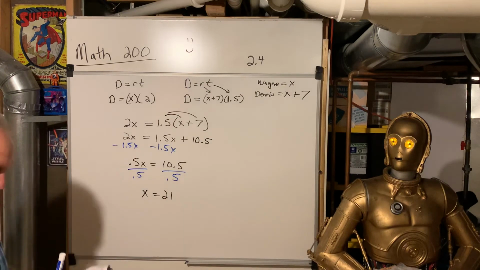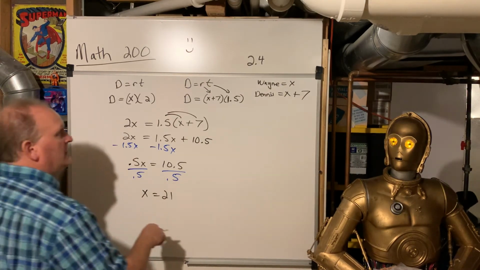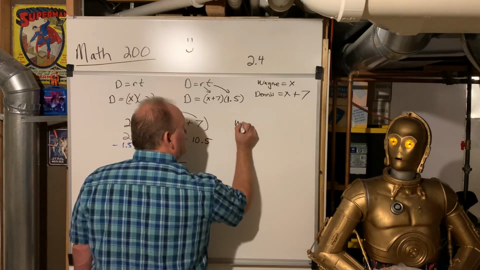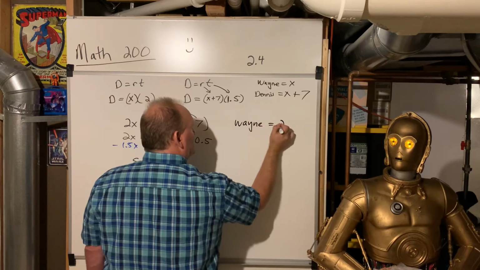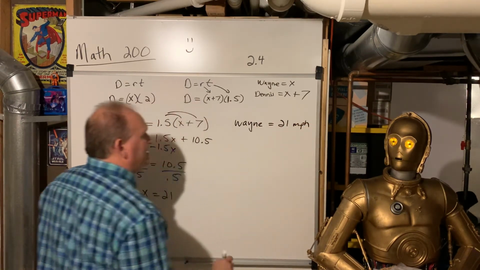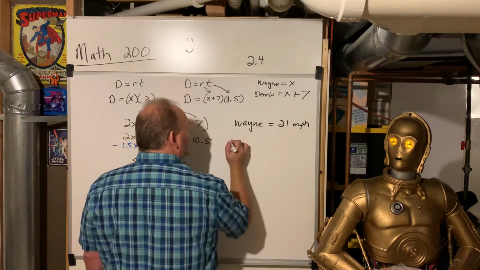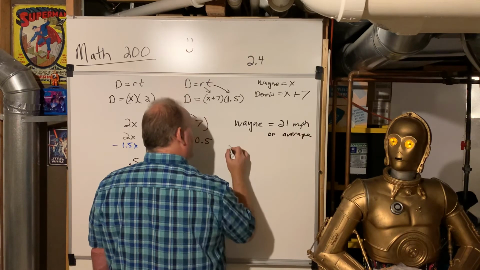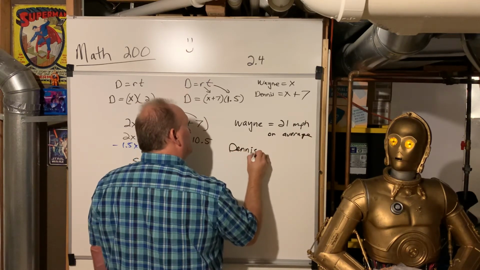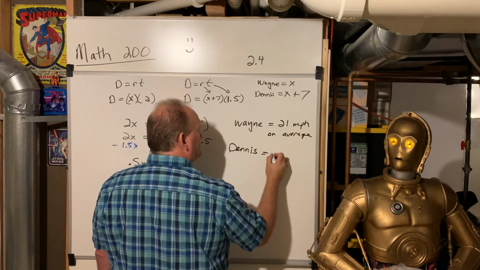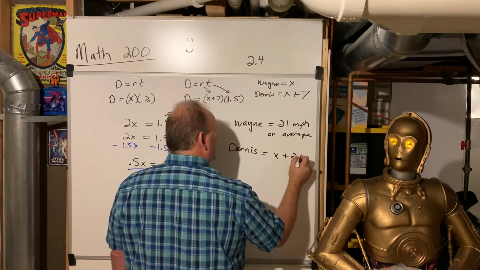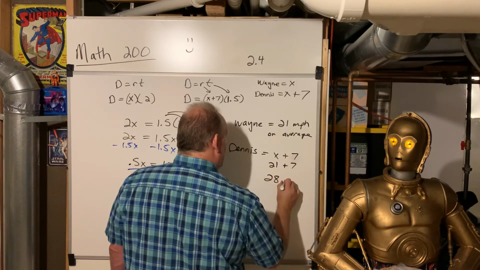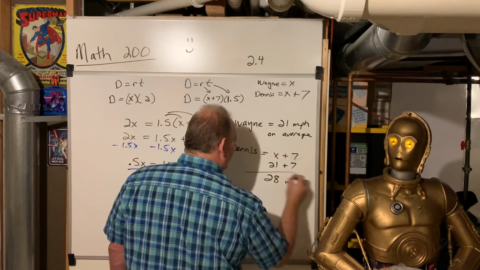So what does that mean? That means x was Wayne, and this was the rate. So Wayne rides at 21 miles per hour, and Dennis is 7 miles per hour faster on average. So it's likely 28 miles per hour on average.